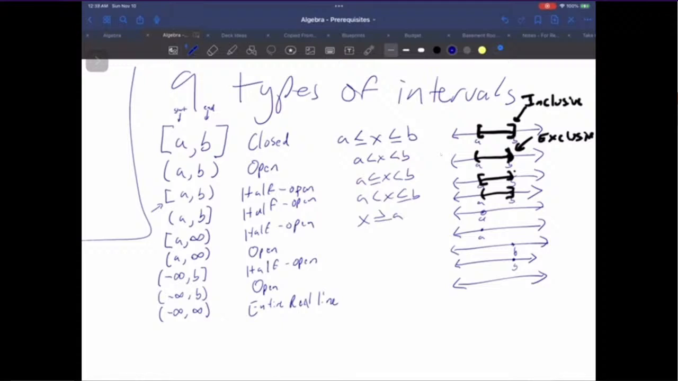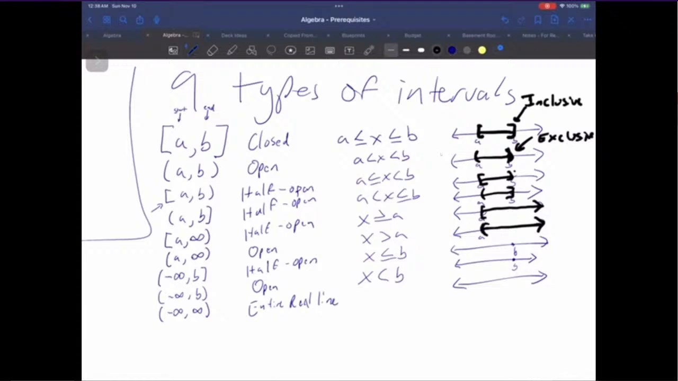So you don't need to do a double inequality or a compound inequality. You can just say x is greater than or equal to a. That is what you're saying there: that a is included in the interval, but you want all numbers greater than a. This one would be similar. This would be all numbers greater than a, but exclusive of a, and you would write that as x greater than a. Here you're saying x is less than or equal to b. Here you're saying x is less than b. And there is no inequality for the final one.